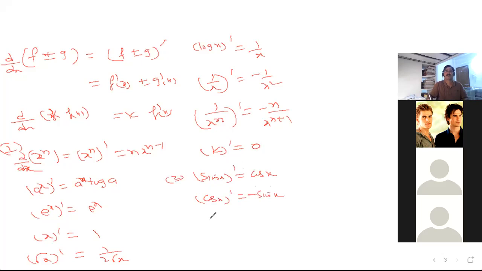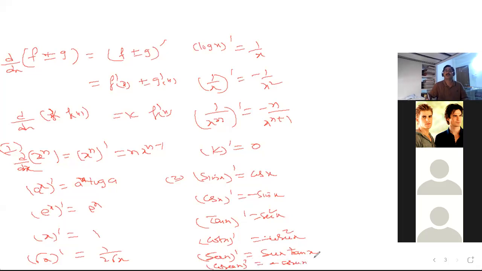Don't get confused. Tan x derivative is secant square x. And cot x derivative is minus cosecant square x. Secant x derivative is secant x tan x. And one more, cosecant x derivative, you can write minus cosecant x and cot x. This is the second set.